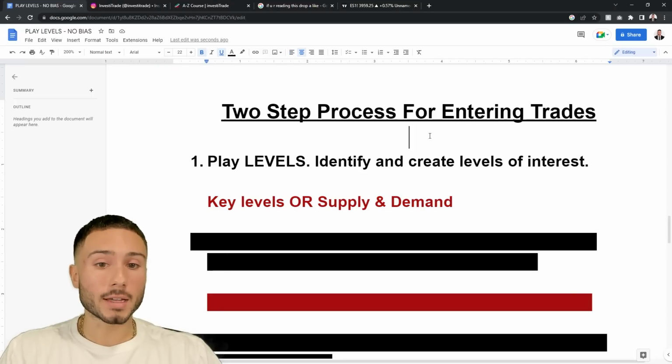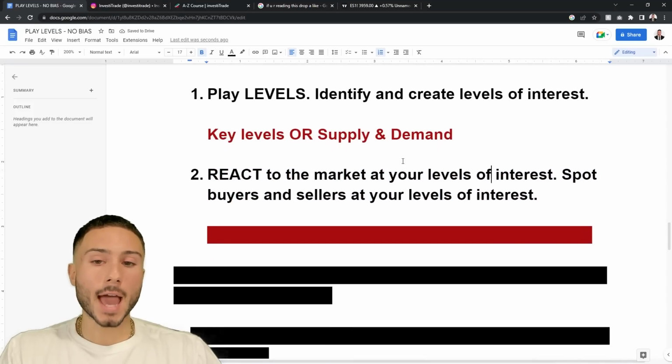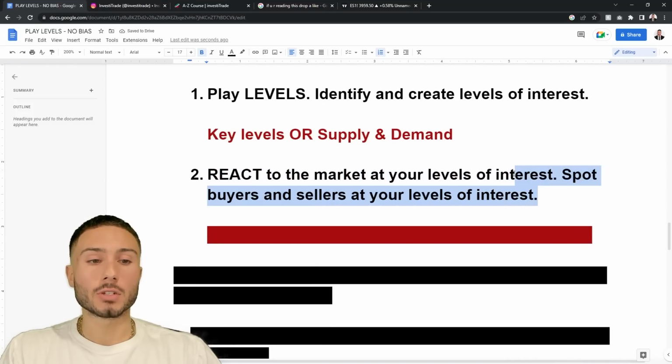Once we get this first step, and I only use key levels or supply and demand zones, the next step is reacting to the market at these levels of interest. We must spot buyers and sellers at these levels of interest.